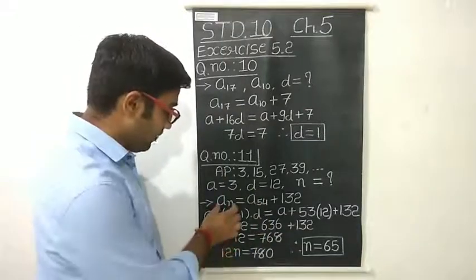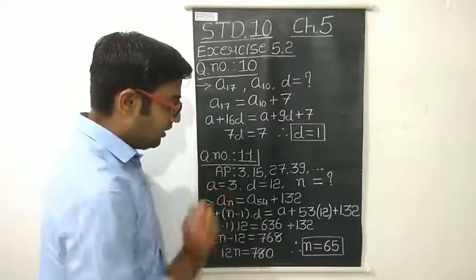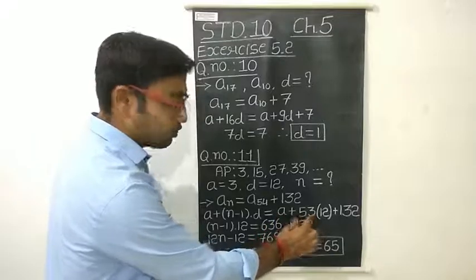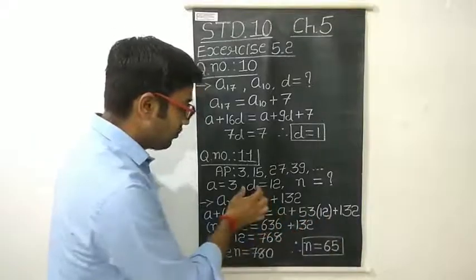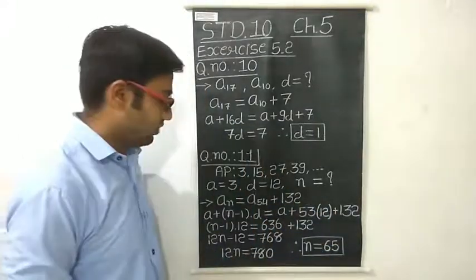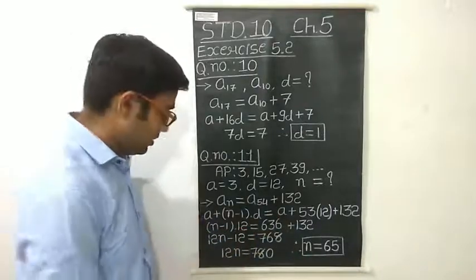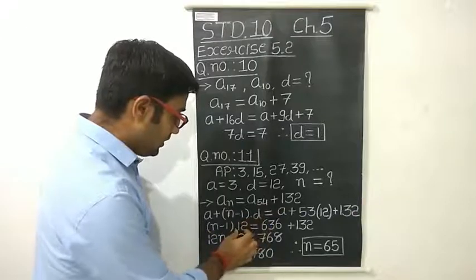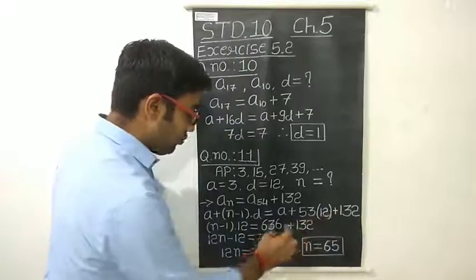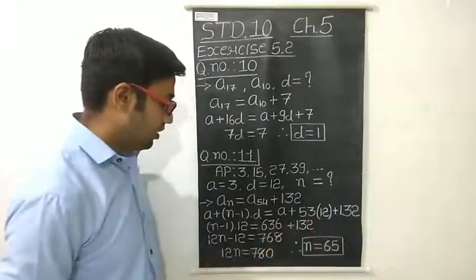Now use the formula that we know: An equals A plus n minus 1 into D. Using the formula we get A plus n minus 1 into d equals A plus 53 into d, where d equals 12 that we have already found, and 132 as it is. Okay, now what will happen? See, A and A will cancel out each other. n minus 1 into d, where d is 12. Here we will get 53 into 12, that equals 636, plus 132.